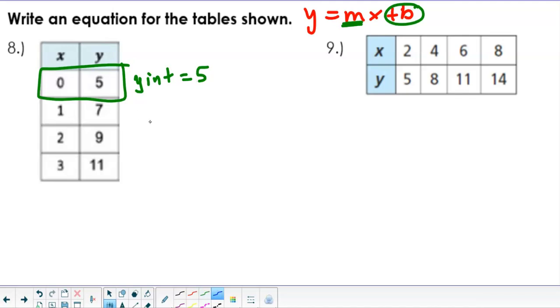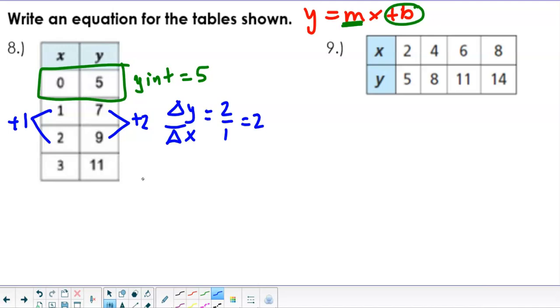And now to calculate our rate of change, we need to know the delta y and the delta x. You can choose any 2 points from the table you like. So I'm going to calculate the change in the y right here. It's going up 2. And for the same points, the x's are going up 1. So that means our rate of change is 2 over 1, also known as just 2. Now I can put these values into my slope-intercept form equation.